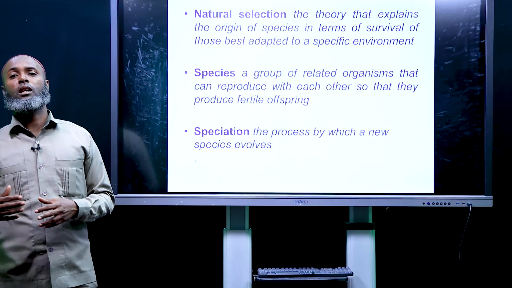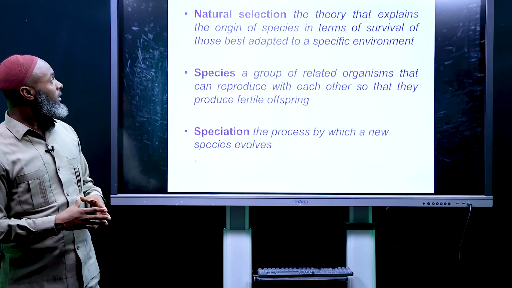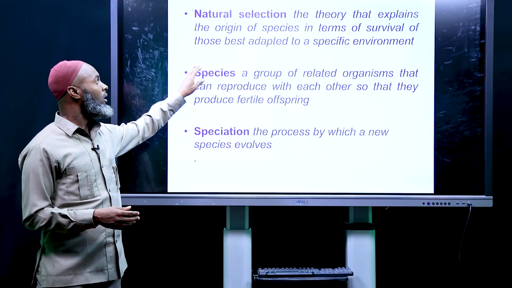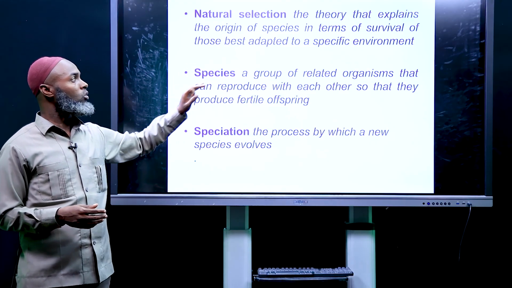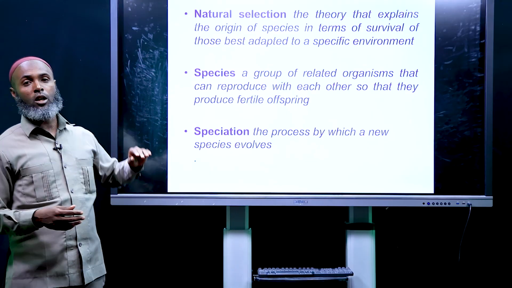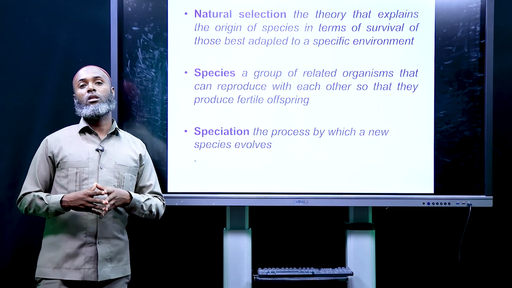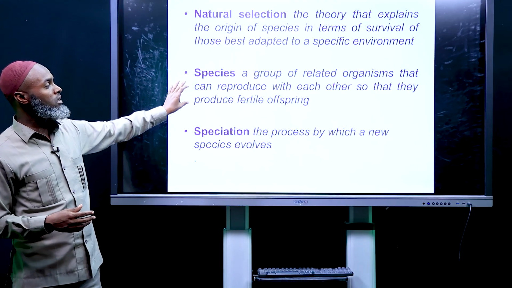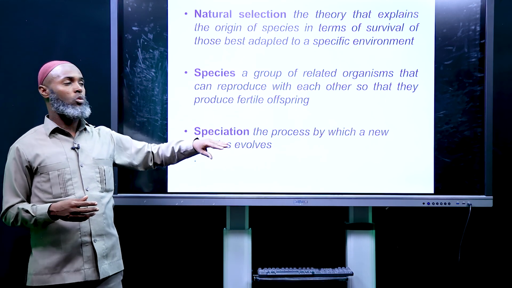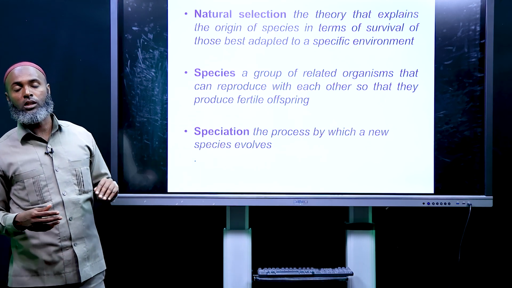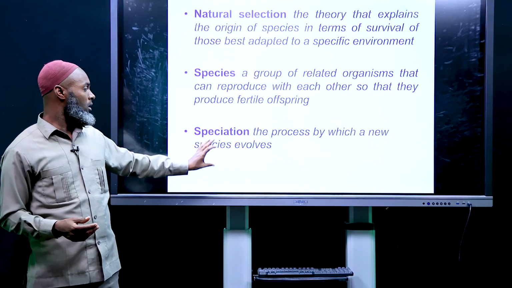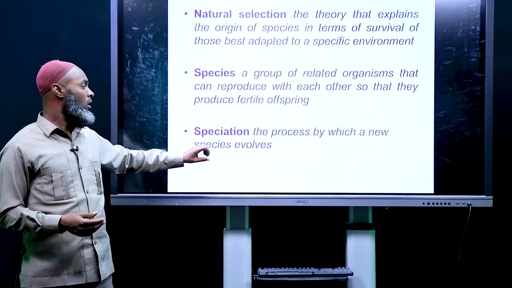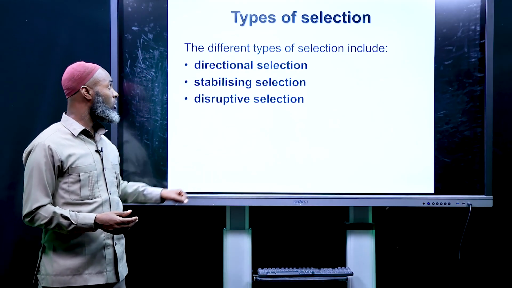Now let's define terms that are very useful in our lesson. Natural selection is a theory that explains the origin of species in terms of survival. Those best adapted will survive in a specific environment. So the fittest will survive is one theory. Species are a group of organisms that can reproduce with each other so that they can produce fertile offspring. Speciation is the process by which new species evolve.